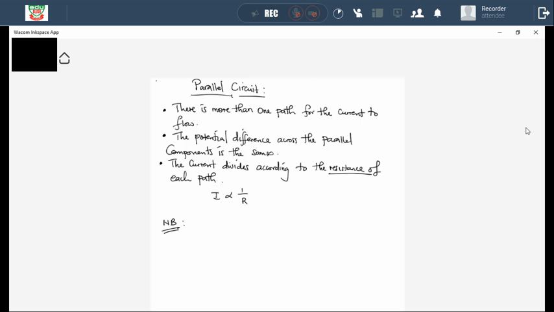Let me just capture another point which I can term NB. The resistor, should I say the path, okay, the path with the greatest resistance will have the smallest current.